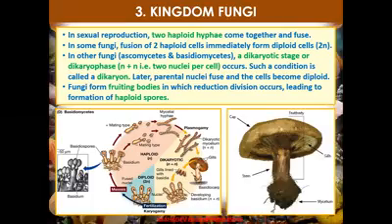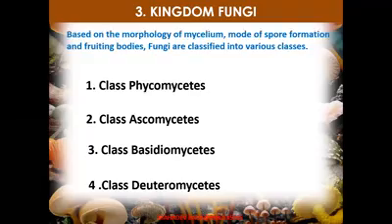Such a condition is called dikaryon, N plus N, two nuclei per cell. Two nuclei are being formed per cell. It is called dikaryon. Later, parental nuclei fuse and the cells become diploid. Fungi form fruiting bodies in which reduction division occurs, leading to formation of haploid spores. And this is how the sexual type of reproduction takes place in the fungi group.